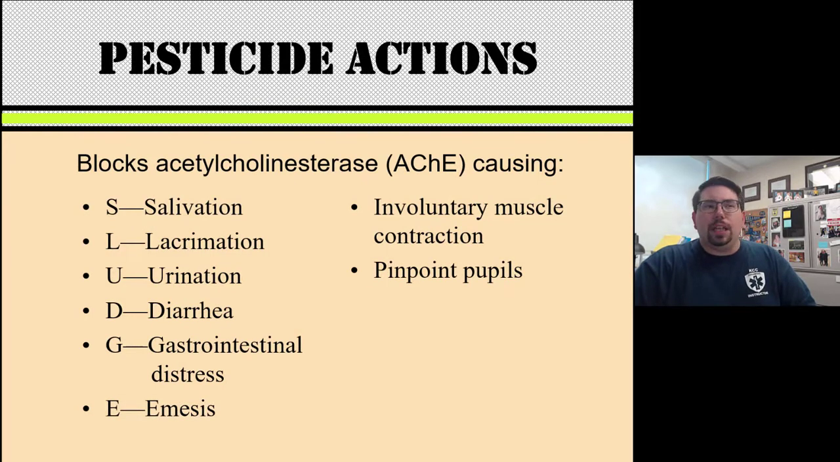Pesticides, these are the same things as acetylcholinesterase inhibitors, or AChE. These are going to be causing these SLUDGE-like symptoms. SLUDGE is an acronym standing for salivation, lacrimation, urination, diarrhea or defecation, gastrointestinal distress, and emesis. We also see involuntary muscle contraction and pinpoint pupils.